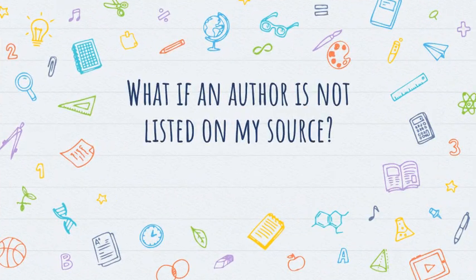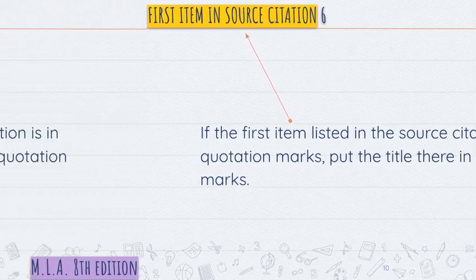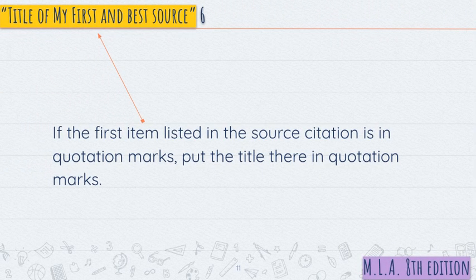Now, what if an author is not listed on your source? Well, it's pretty simple. Go back to your works cited entry that you've created, and if the first item listed on your works cited is a title that comes in quotation marks, then that title is going to go in quotation marks in the upper left-hand corner of your note card. It's just whatever that first piece of information in the source citation is. That's what goes in the upper left corner. Usually it's the author, but sometimes, if no author is listed, you have to go with the title.